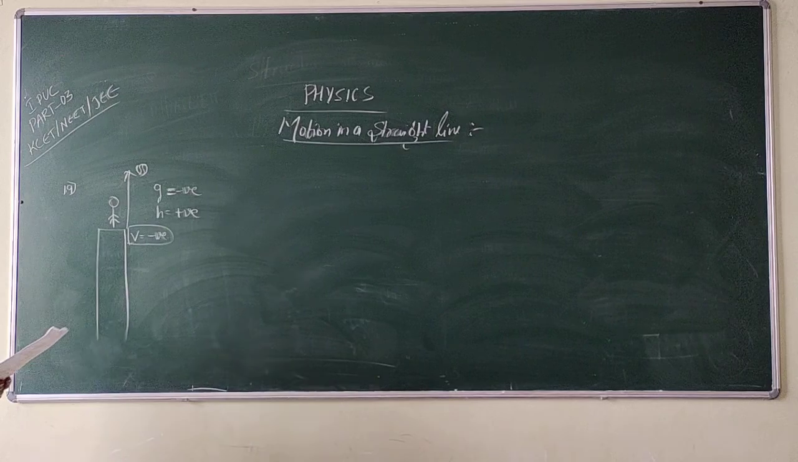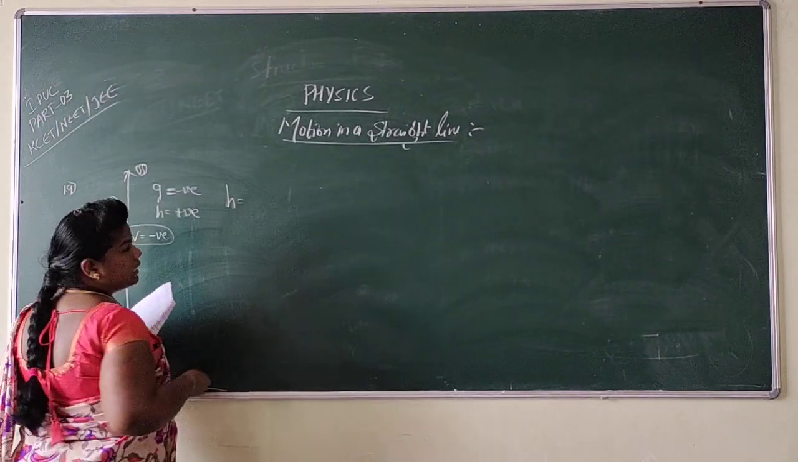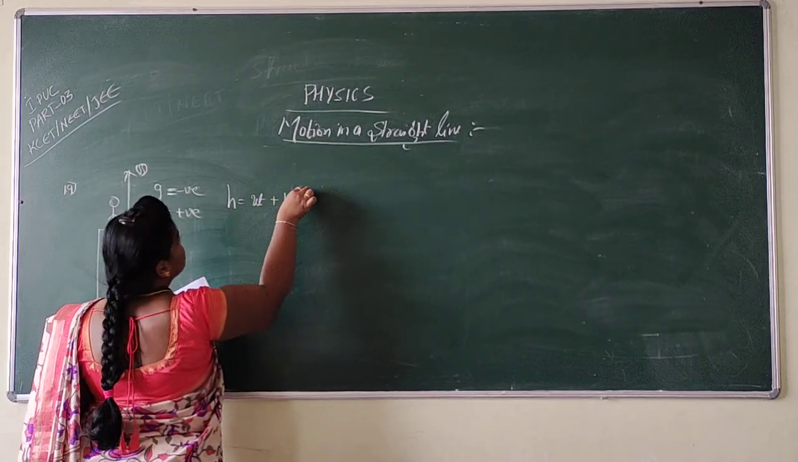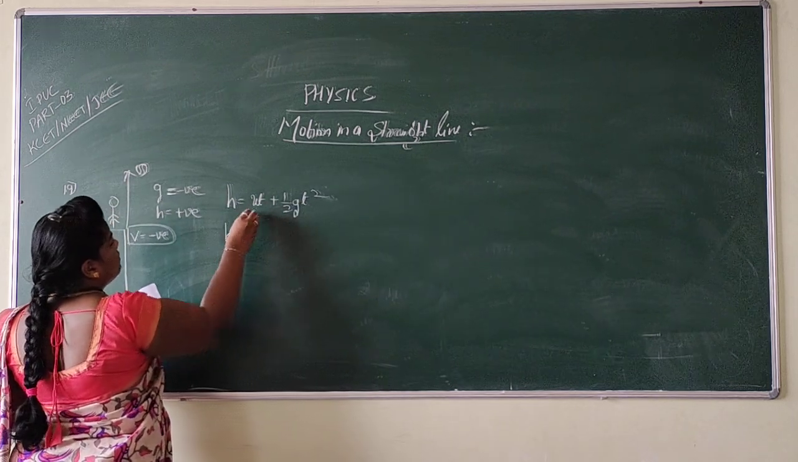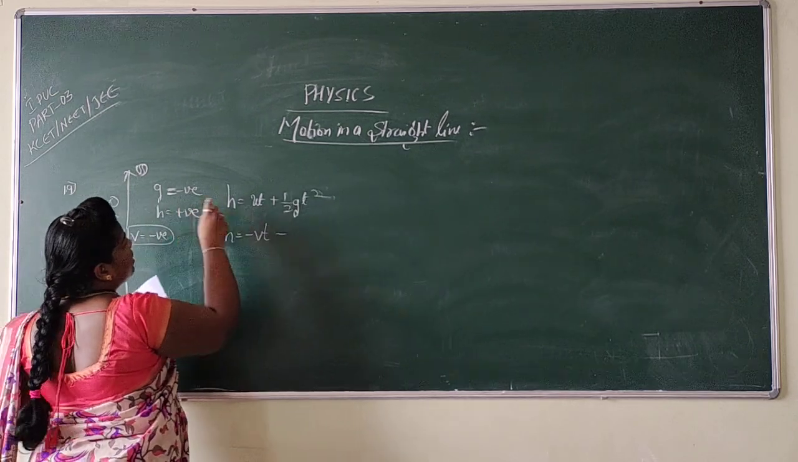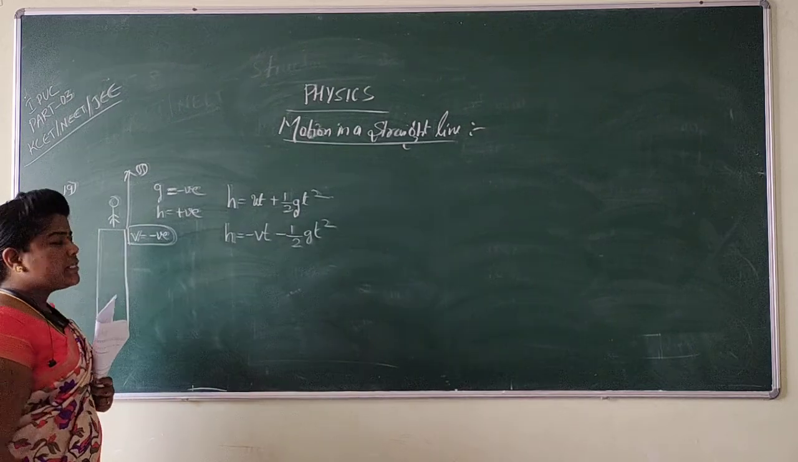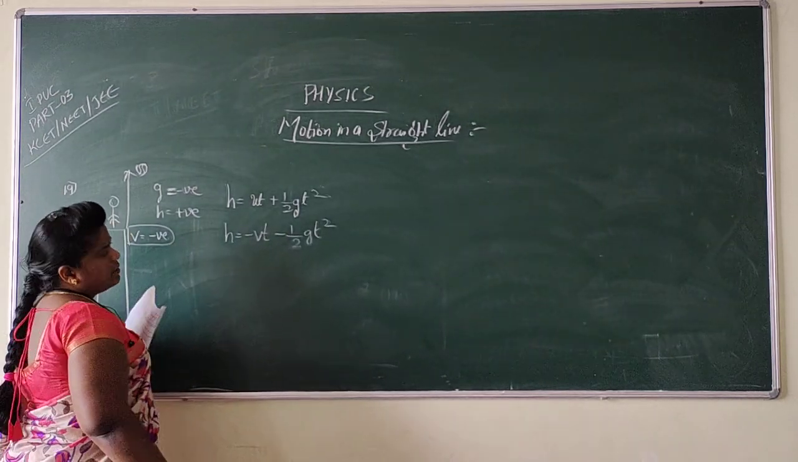So let us see how to solve this question. My dear students, you know that h is equal to ut plus half gt square, that is the formula. Now I am applying the sign convention: velocity is minus v and g is minus, so h is equal to minus vt minus half gt square. I am going to replace the terms in this equation.